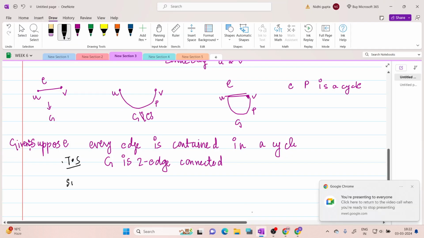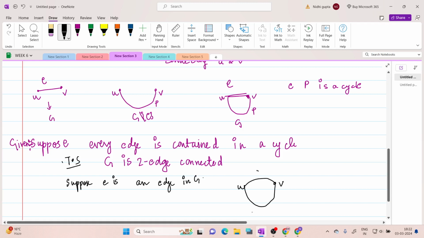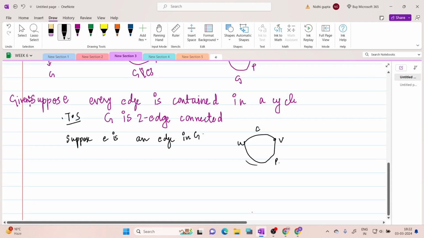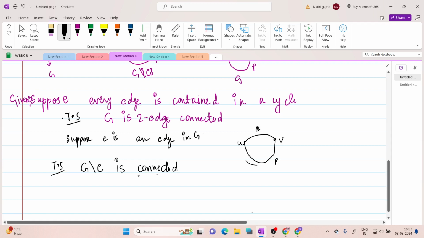Suppose E is an edge in G. Now E is an edge which is UV. Now we are given that this edge is contained in some cycle. So we have to show that G minus E is connected. So can we say G minus E is connected?